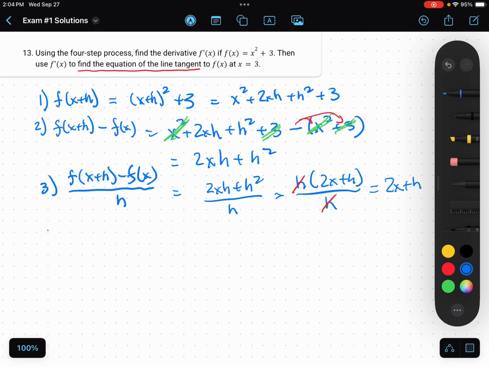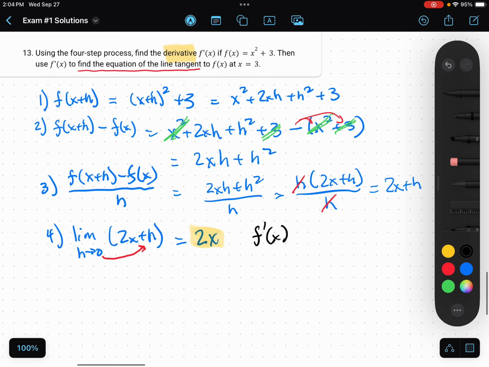And then finally, step 4 of the 4-step process is find the limit as h approaches 0 of that answer that we just got, 2x plus h. When you send h to 0, we're just going to do substitution, and I get 2x plus 0, which is 2x. So this is not my final answer, but this is the first part. This is what they asked me to do when they said find the derivative. I just found f prime of x. If you want to write that right here, you could say f prime of x equals 2x.